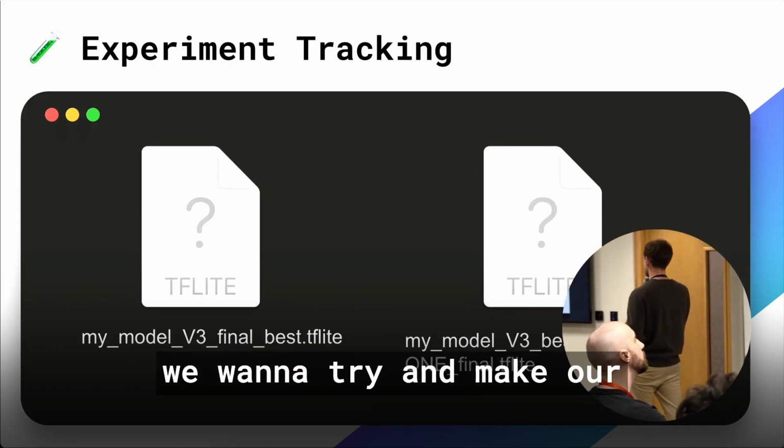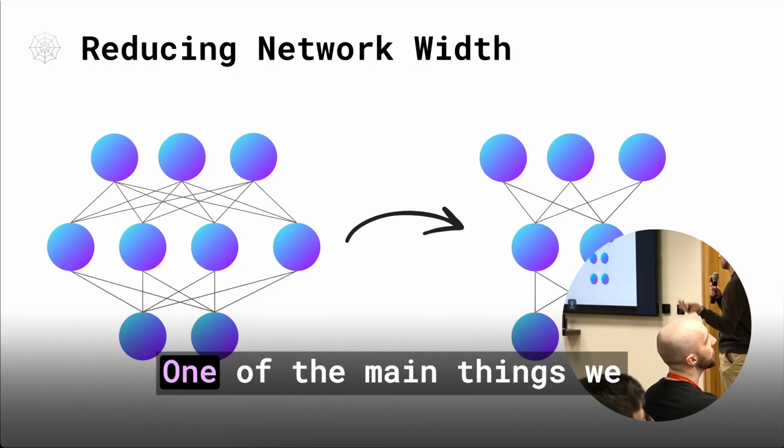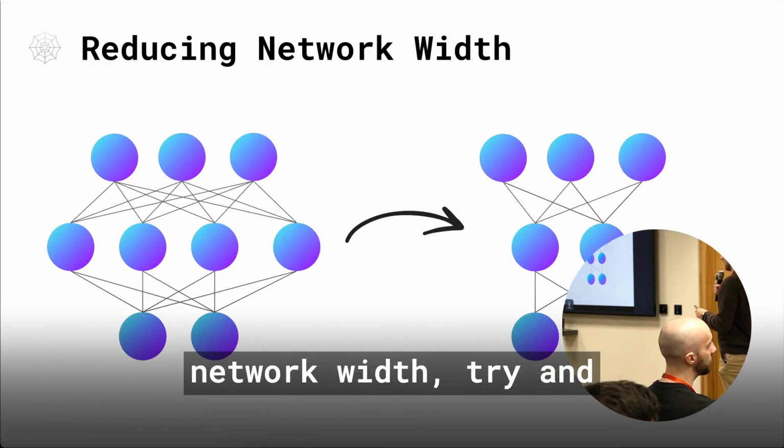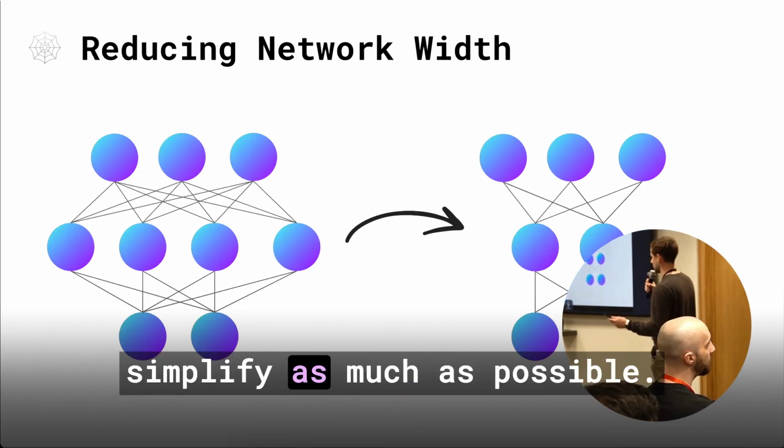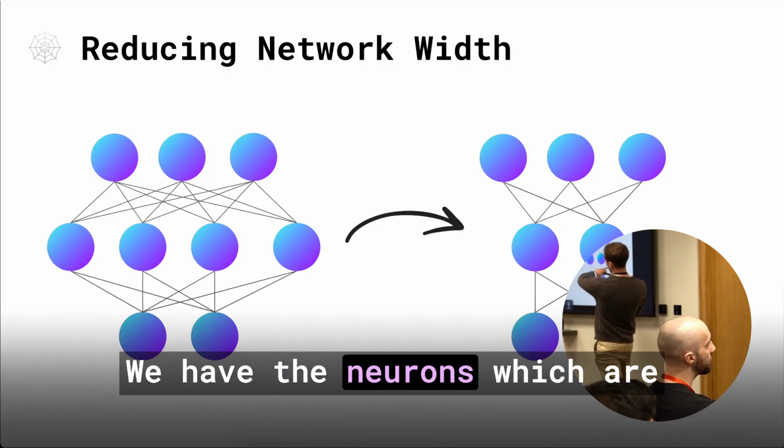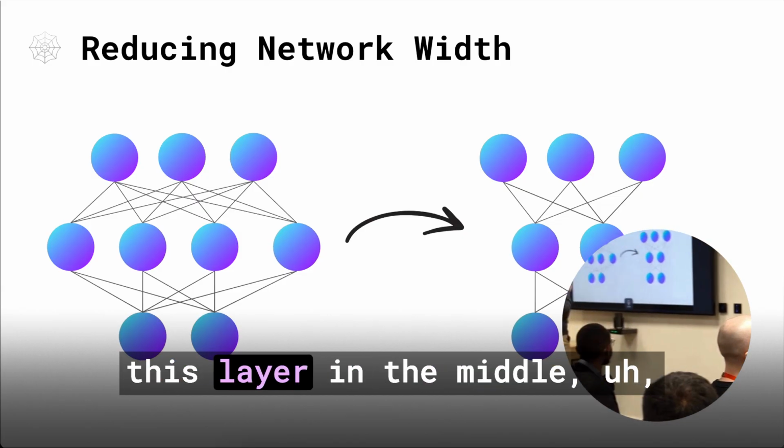And so then, as I mentioned, we want to try and make our model as small as possible. One of the main things we can do here is reduce the network width. Try and simplify as much as possible. We have the neurons, which are in our hidden layer, which is this layer in the middle.